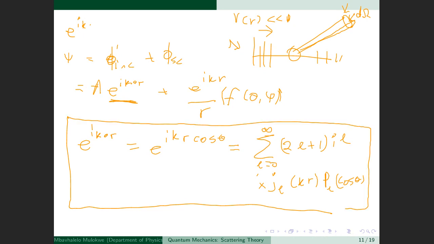So the idea is that you take this identity, you plug it into that expression, then you try to determine what the form of f of theta phi would be. Once you've determined that using this expansion, if you take the absolute square of that, then that will give you the differential cross section. So first thing will be to try and check how you do that identity.